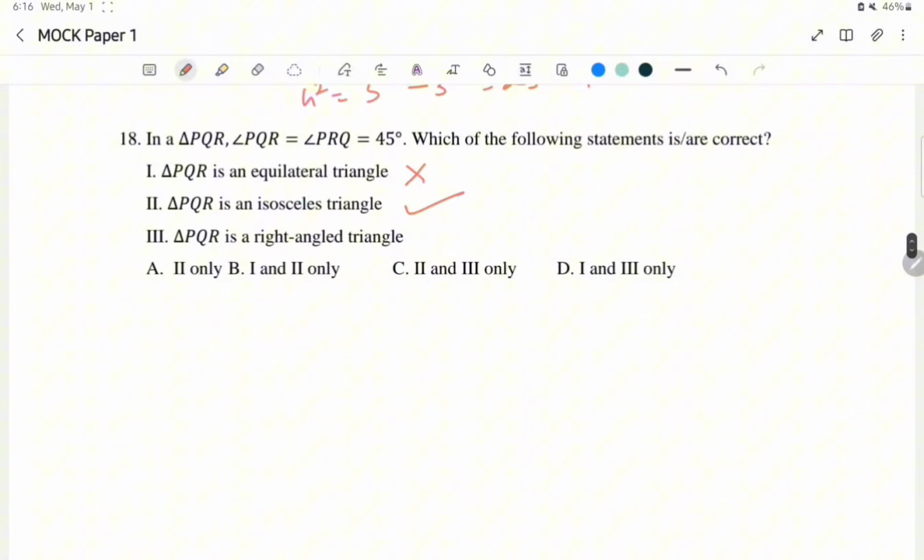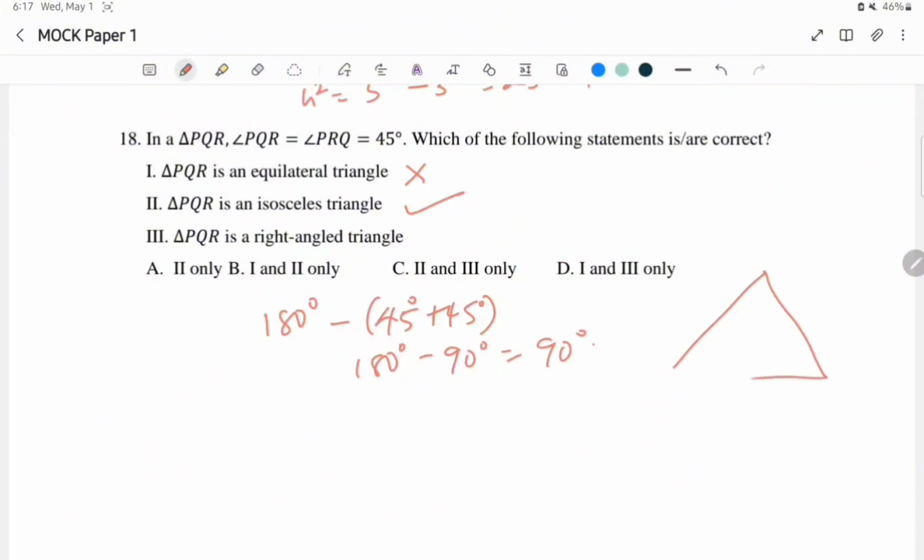Is PQR a right angle triangle? Of course it is. How do I know it is? In a triangle, the sum of its angles is 180 degrees, right? We are told that two of its angles are 45 degrees. So that means the third angle is going to be 180 degrees minus 45 degrees plus 45 degrees. And that's 180 degrees minus 90 degrees, which is 90 degrees. That means the third angle is 90 degrees, and that is a right angle, which means that triangle PQR is also a right angle triangle.